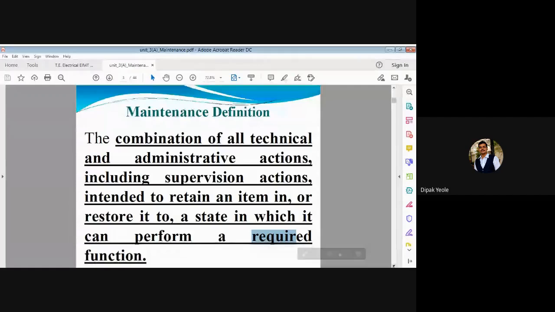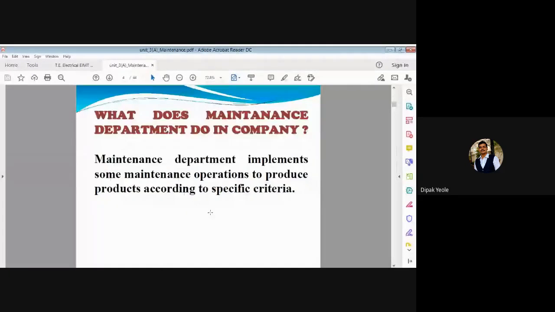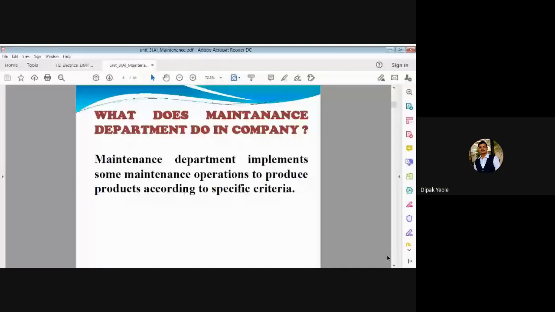You have to remember this definition in such a way that it is a combination of all technical and administrative actions. Yes, when we say administrative action, you have to mention the supervision actions. So this is the maintenance definition. After that, what does the maintenance department encompass? So that we will all discuss. The maintenance department includes some maintenance operations to specific criteria. So this is the work of the maintenance department in the company.